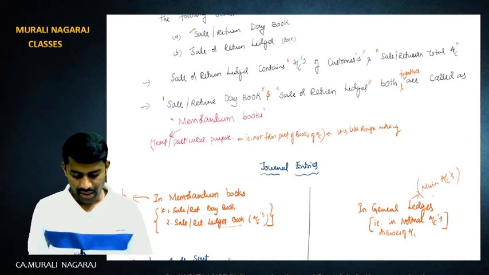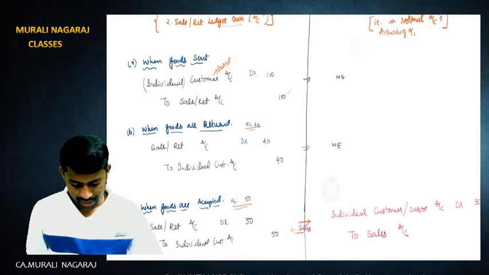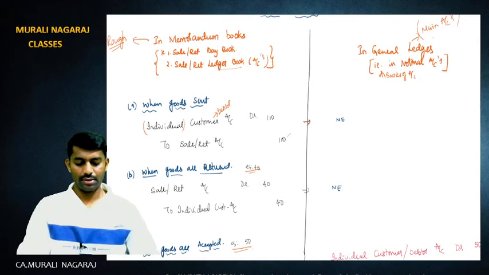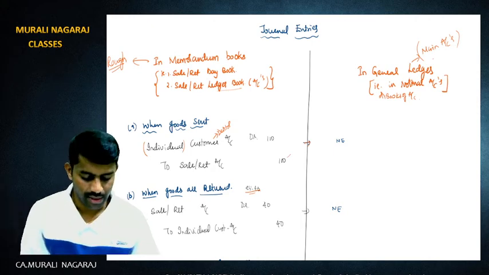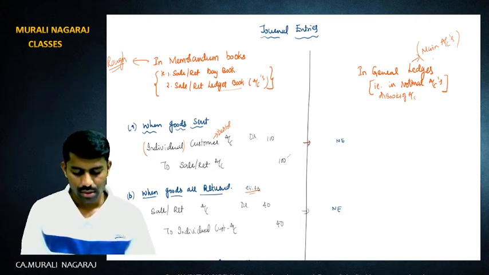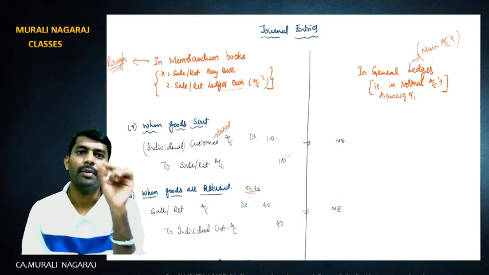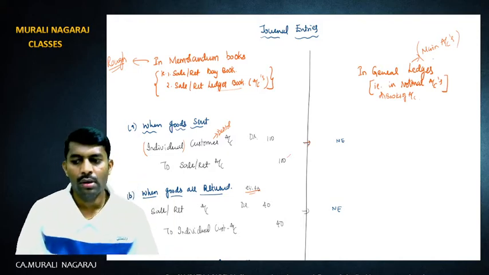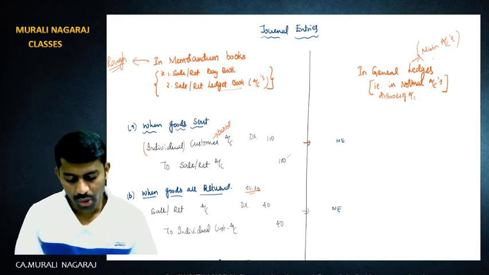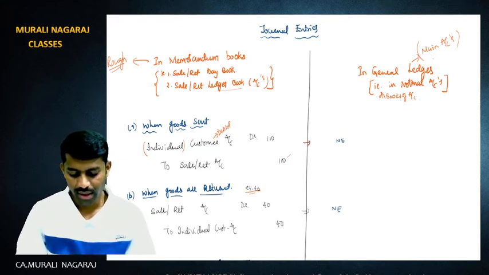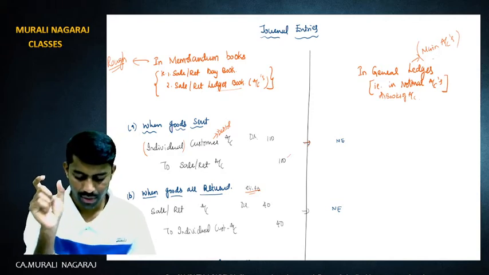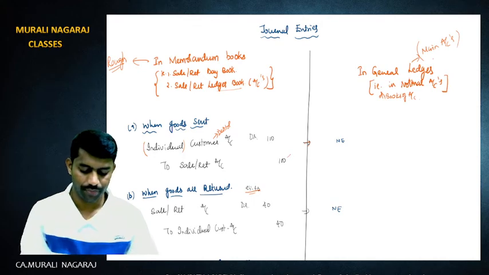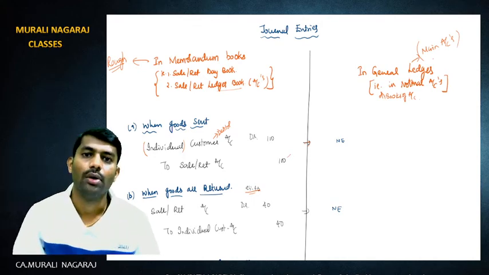Next, journal entries. If possible, please open in two columns. Divide your page into two equal parts and pass it. The first column is in memorandum books. Under that, number 1, sale or return day book. Number 2, sale or return ledger book, within bracket, accounts.